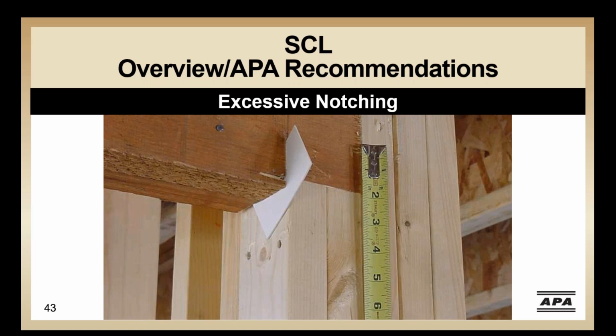This picture also needs little explanation, but does raise a couple questions. What is the depth of the notch in this LVL? We observe where the card is inserted in the saw cut. Of course, a better question might be why weren't the cripple studs just shortened a bit instead of notching this beam? Additional information can be found in APA's technical note, Field Notching and Drilling of Laminated Veneer Lumber, which provides additional information on the field notching of LVL beams.